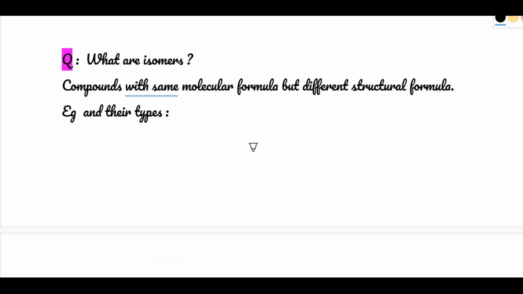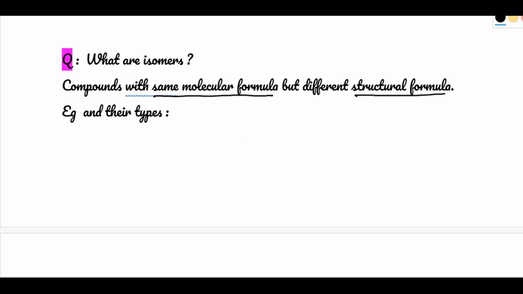Isomers, or isomerism, is a property displayed by carbon compounds in which they have different structural formulas but the same molecular formula, not chemical formula, not chemical properties. It's about the formula. Their structures are different but the molecular formula is the same. I'll give an example, but first, what are the types of isomers?